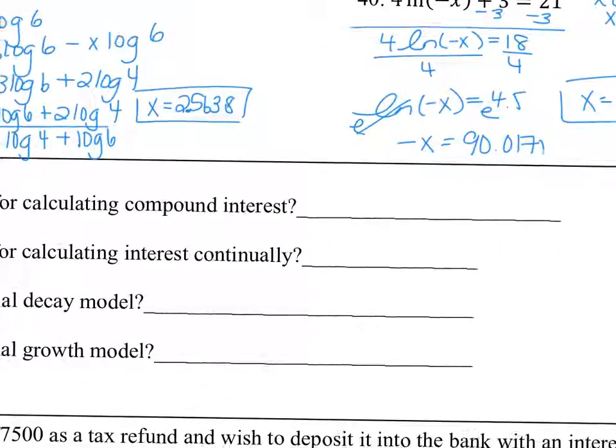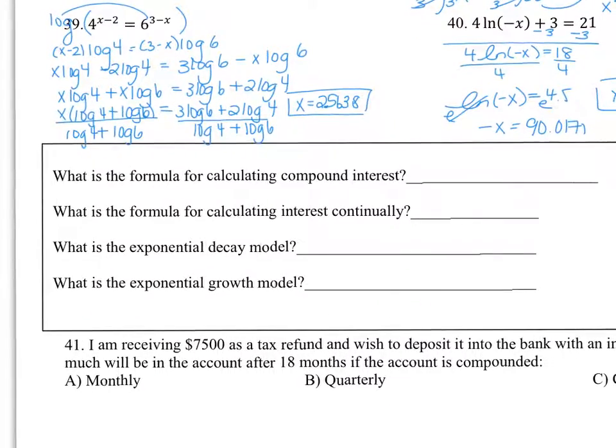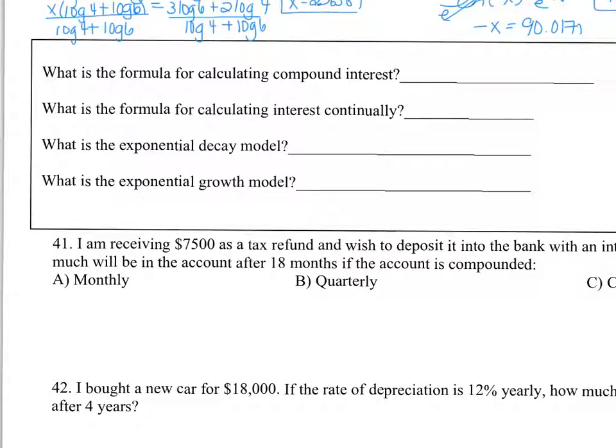So now we come down to talk about our formulas. You have to have all these formulas memorized. So what's the formula for calculating compound interest? That's P equals A times 1 plus r over n, to the nt power.